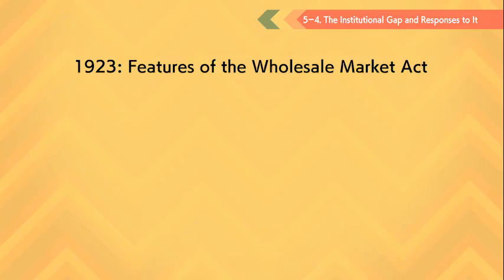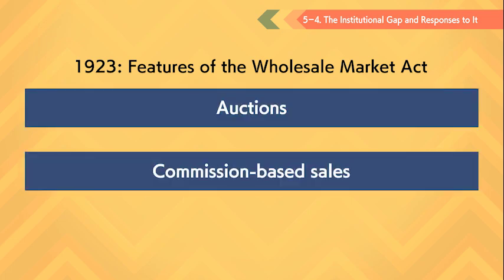The government took this situation seriously and introduced a system that strictly regulated the rice market operating under the private sector. Thus, the Wholesale Market Act, which made the trading system transparent and fair, was introduced. The Wholesale Market Act has two main features: auctions and commission-based sales.